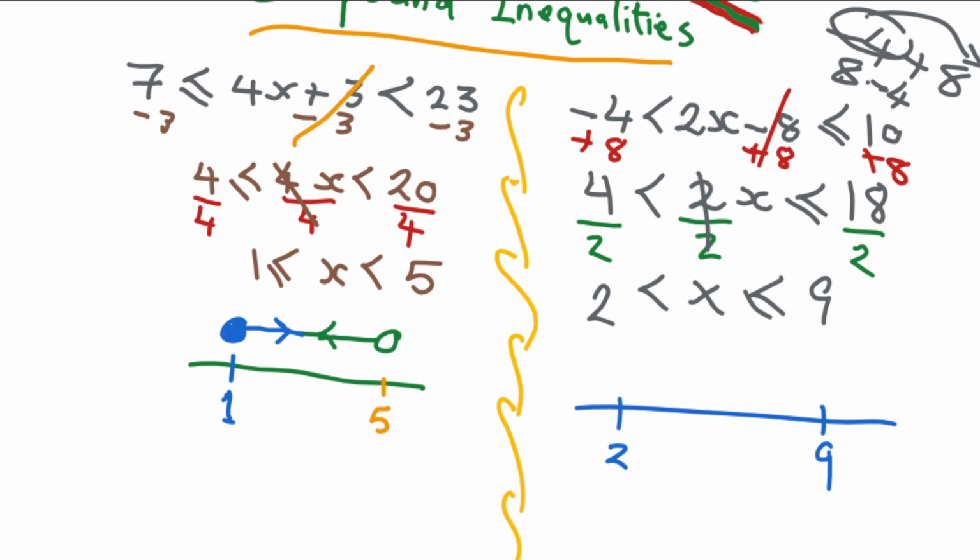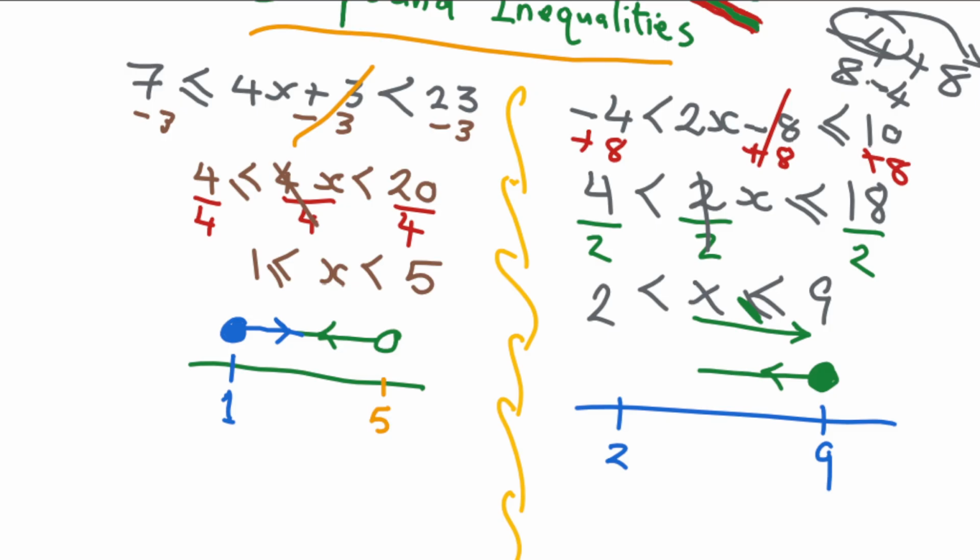Now, we read it from the middle. Let's read this side. X is less than or equals to 9. So this is the 9. It's included because of the equal sign here, because of this sign. Less than 9, we go this way.